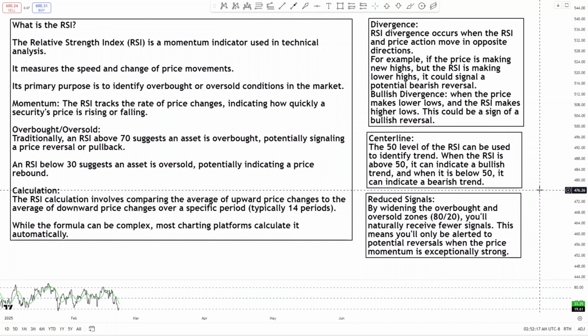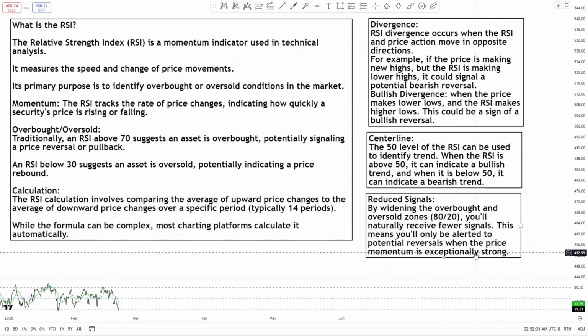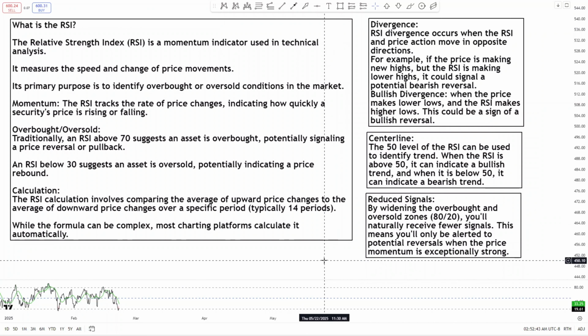You guys understand that? Does that make more sense? I don't want to be jumping up and down every time I think there's a trade. I need it to be locked in. I'm filtering out the bad ones and keeping the good ones, okay? This means you'll only be alerted to potential reversals when the price momentum is exceptionally strong. Regardless of the direction, bullish or bearish, overbought or oversold, I need to increase that for the ones that are exceptional so that I'm not getting faked out, or I'm not coming in too early.